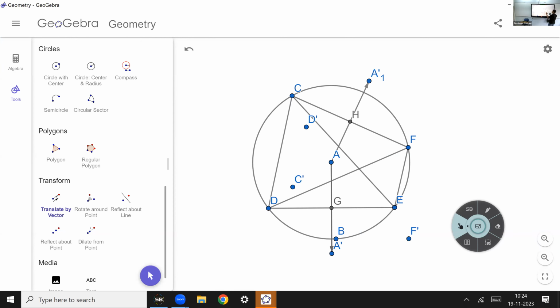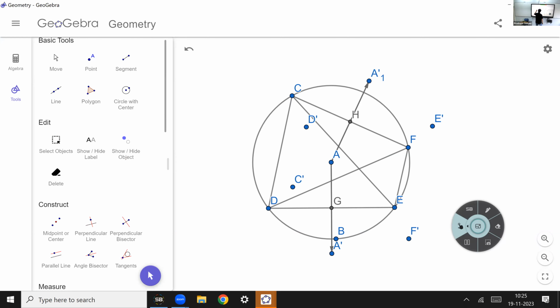Okay, so I got the point D dash. D dash is the orthocenter of CDF, and in the same way, I can translate E to E dash. So E dash is the orthocenter of CEF. Okay, so this C dash, D dash, E dash, F dash, these are the 4 orthocenters of those 4 triangles. And now if I join them, do you observe anything about this?